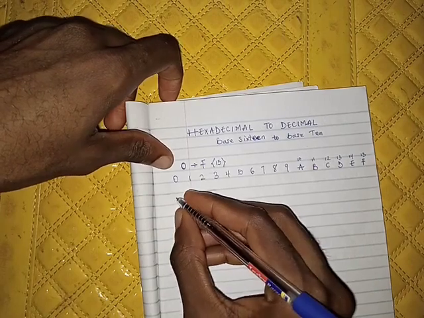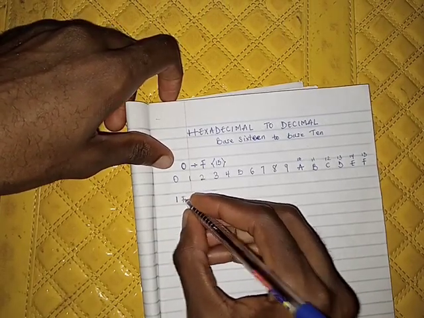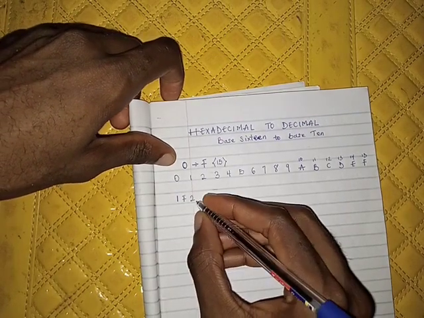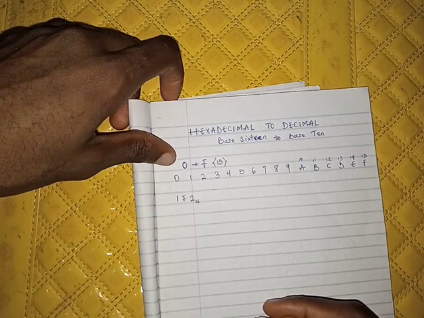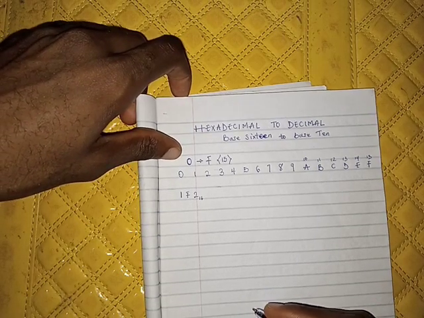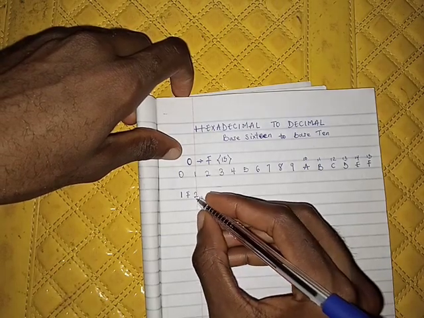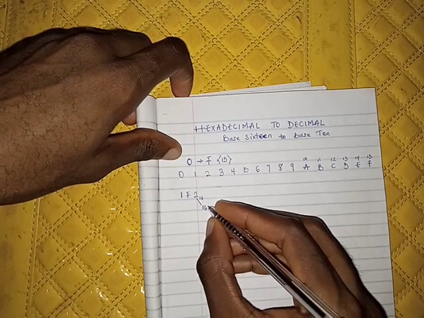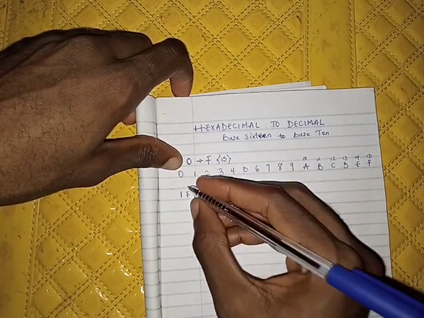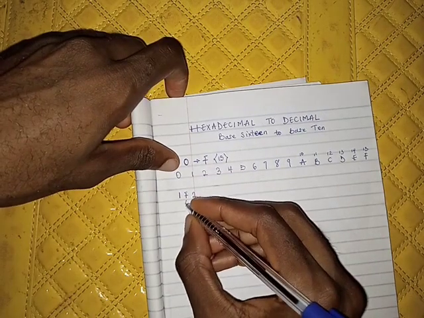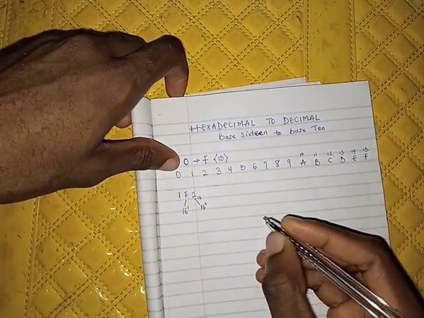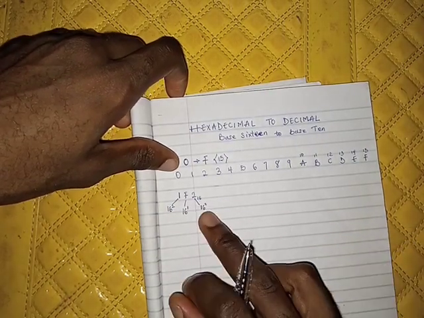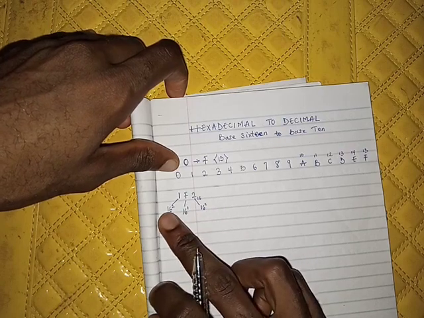So let's say 1F2, converting it from base 16 to base 10. Okay, so I want you to remember that we are working with base 16. So we'll do this. You'll say 16 raised to power 0. We count from 0. We say 16 raised to power 1, 16 raised to power 2.